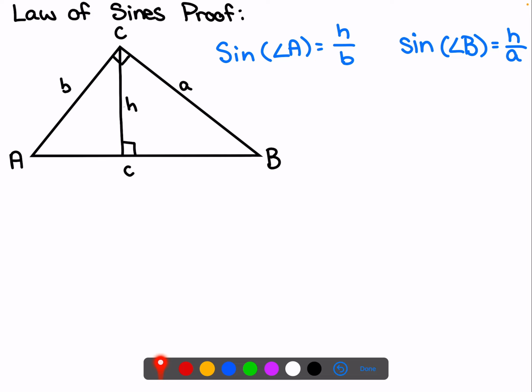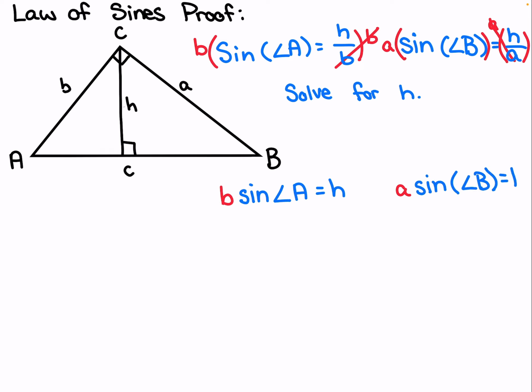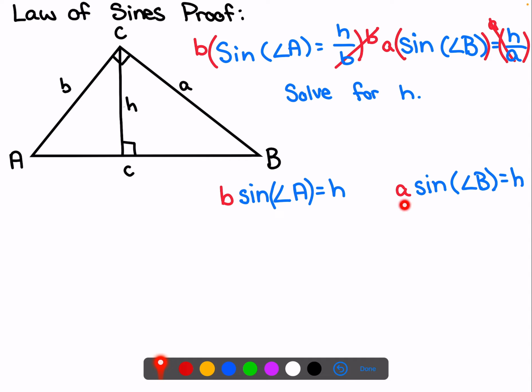Now, what I'm going to do is solve both of these equations for the variable H. I want to get H by itself. So to solve for H, within my first equation, I'm going to multiply both sides by our denominator, by B, and that will cancel out our denominator. Same thing with sine of angle B equals H over A. I'm going to multiply by the denominator, in this case, it's A. So this will give me H equals B sine of angle A, and H equals A sine of angle B.